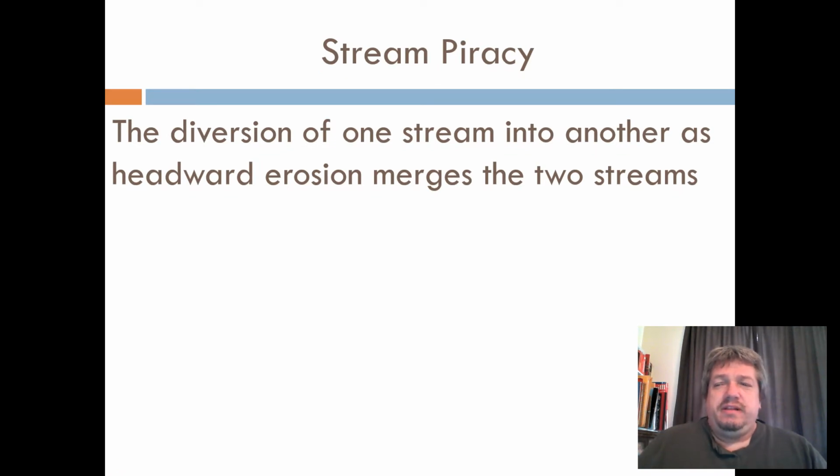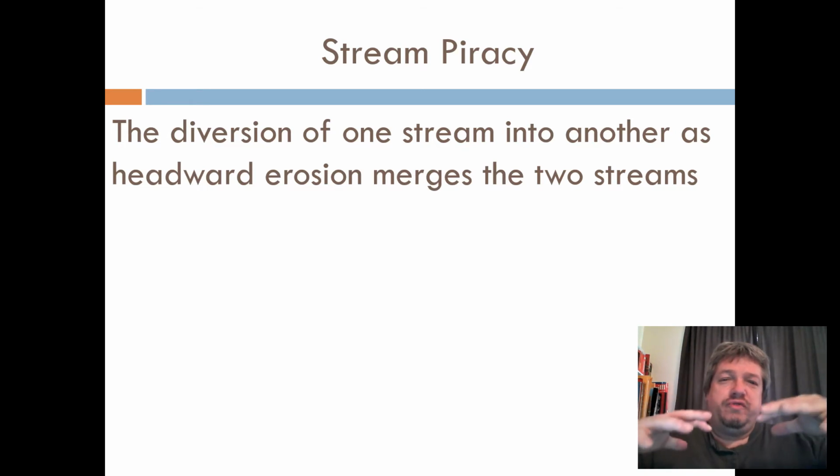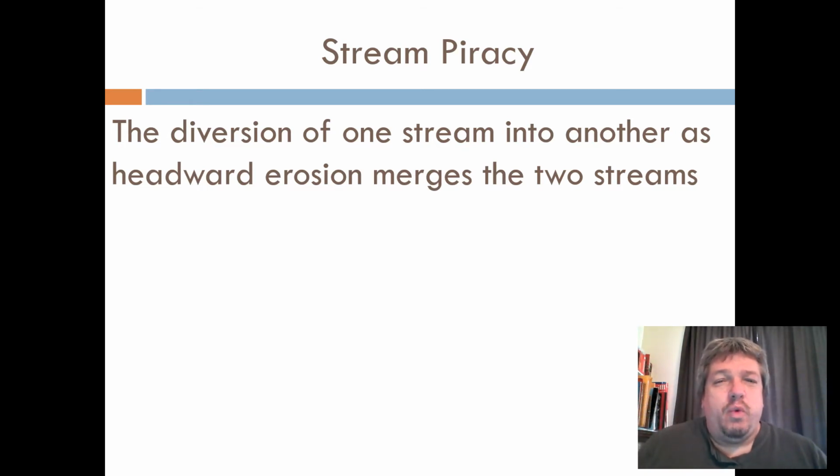This can also lead to stream piracy. And this is just literally that. Two streams that are not connected, something happens geologically to the ground, and hills move and crusts move, and two streams that are not connected are now connected, and one stream basically takes over the other one.